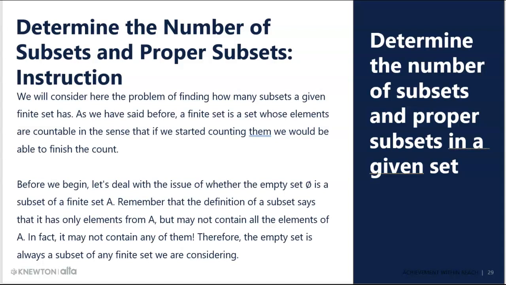So the first thing we want to talk about is the empty set. The definition of a subset says it has only elements that you see, but may not contain all of the elements. In fact, it may not contain any of them. You can have an empty set. If I give you a list 1, 2, 3, the empty set is a subset of that set. Because it's not there, you can't say it's not there. It's there. I know that's a little weird.